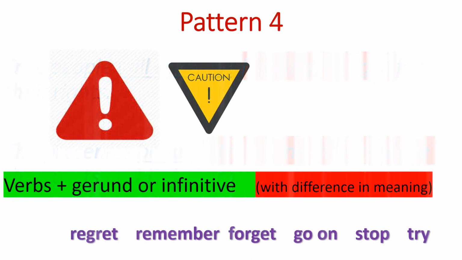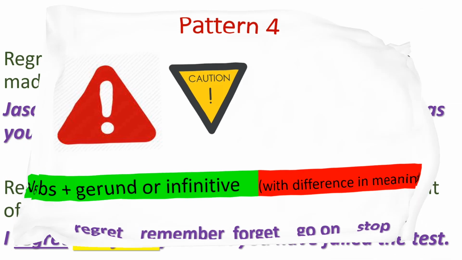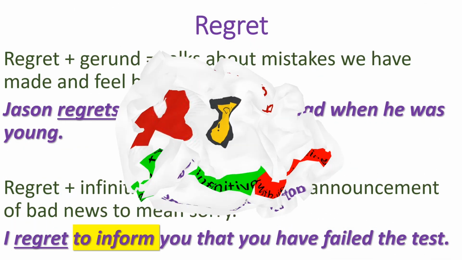Pattern 4, you have to be careful. If you use a gerund, it means something. If you use an infinitive, it means something else. Regret, remember, forget, go on, stop, try. You have to be careful what to use after them because the meaning will differ. Let's start with some examples.